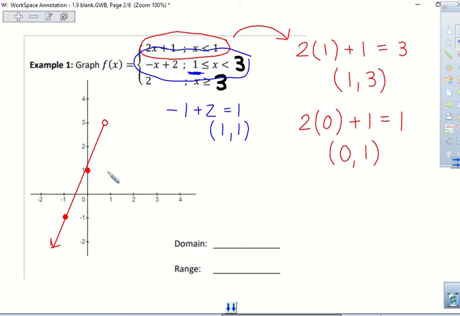And is it going to be solid or open? Solid, because of the nature of the inequality sign right here. That tells me it's going to be solid. Now, I want to pick another value that's between 1 and 3. What's that? 2. So now I'm going to take my equation and replace x with 2. -2 plus 2 is? 0. So I'm left with 2, 0.